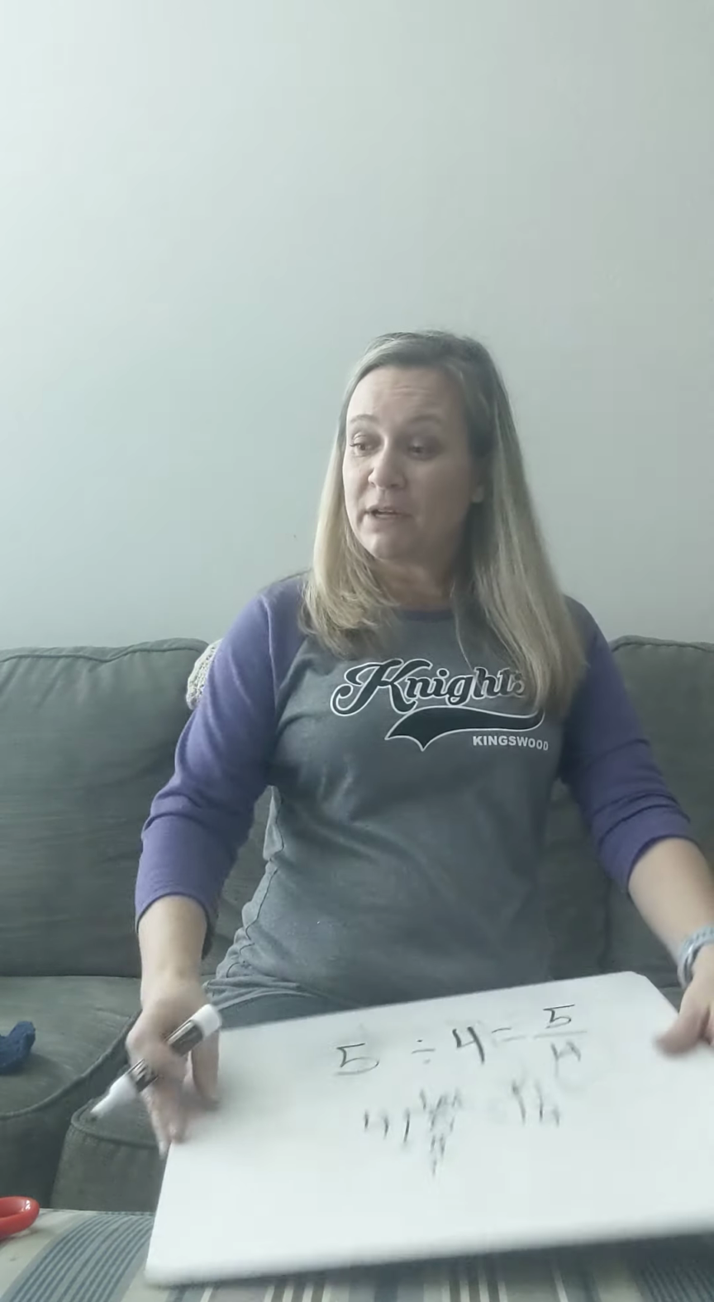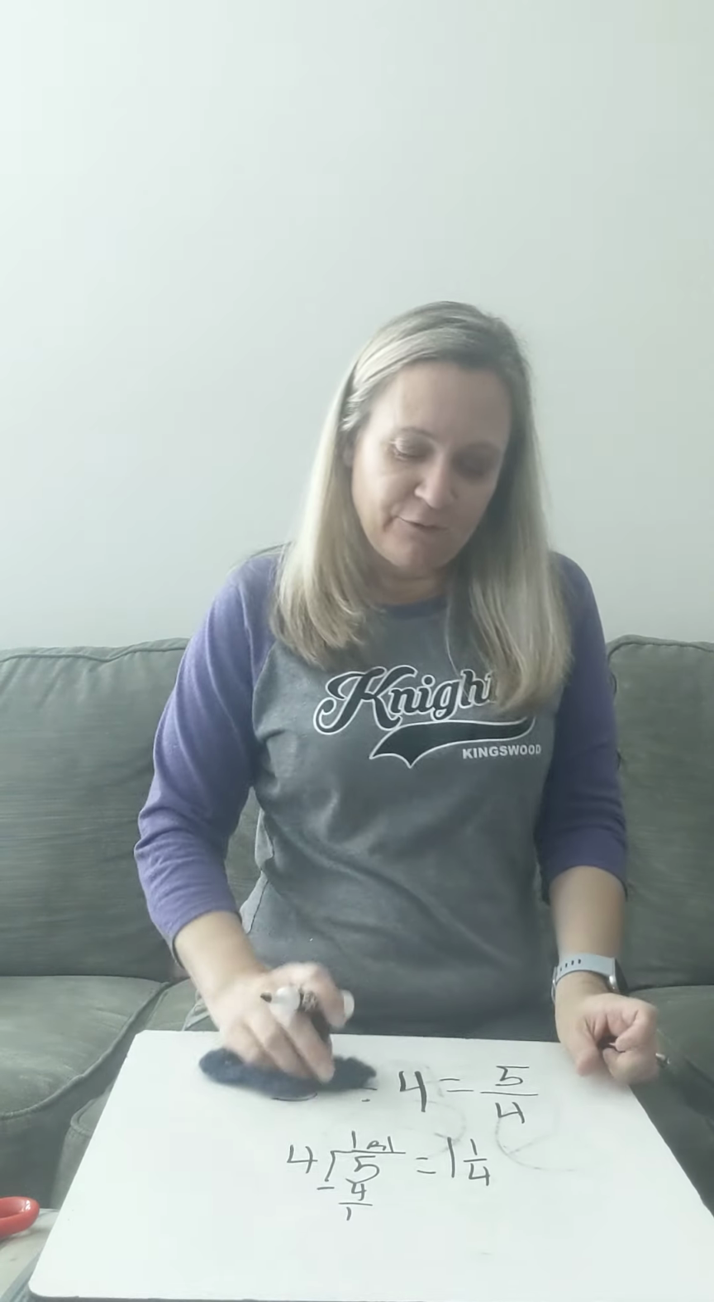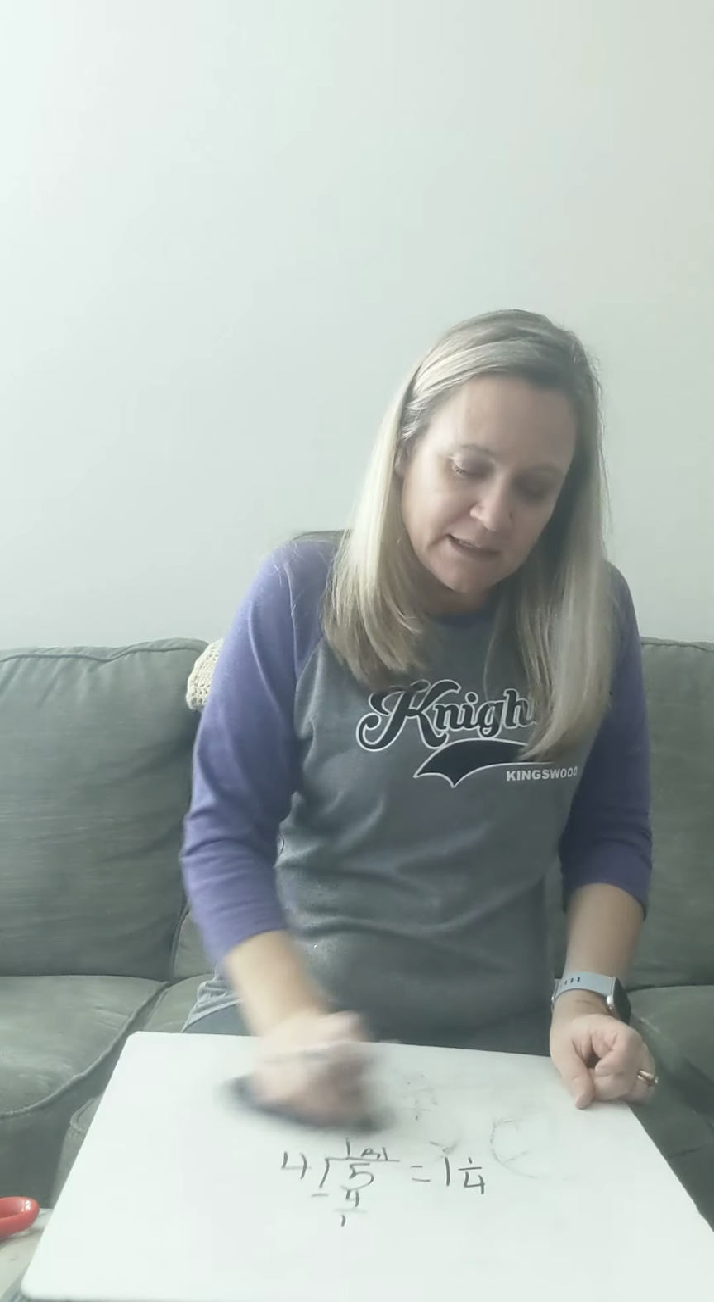So that's pretty much all you do. You take the first number in your division sentence, that becomes your top number, and the second number in your division sentence becomes your bottom number. Let's look at another example. This one, I'm just going to tell you the situation and write down the numbers to go along with it.